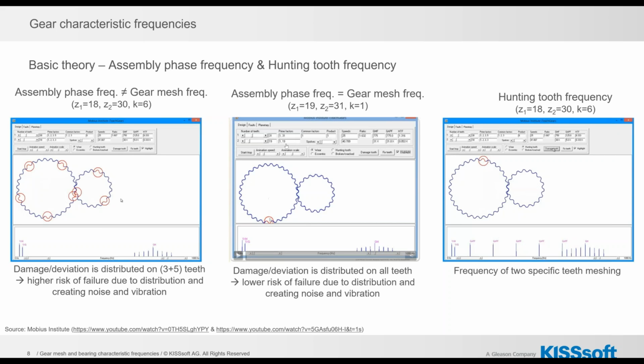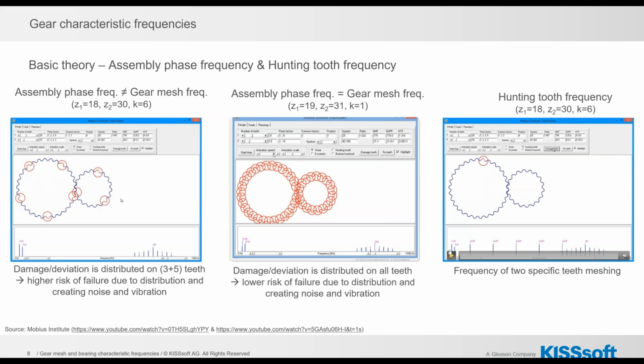Now, in the second example, we have assembly phase frequency equal to gear mesh frequency because the greatest common divisor is 1, as we have 19 teeth on the pinion and 31 on the gear wheel. And this leads to evenly distributed gear contact. Therefore, each tooth hunts the tooth from the second gear. So each pinion tooth hunts the tooth on the gear wheel, and throughout the lifetime, all the teeth will come in contact. Therefore, with this design, there is a lower risk of failure due to enhanced wear or distribution of vibration and so on.